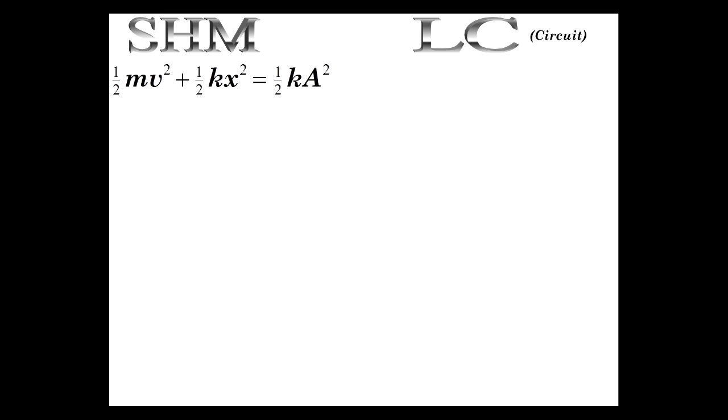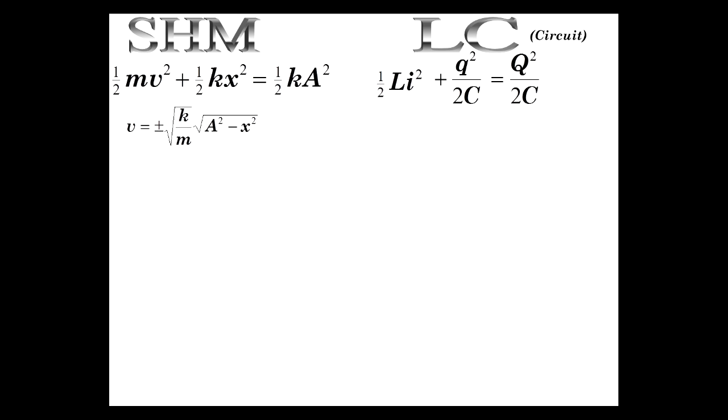So let's finish the analogous features by writing the energy equations for both. For simple harmonic motion, 1/2 mv squared plus 1/2 kx squared is 1/2 ka squared. For the LC circuit, 1/2 Li squared plus q squared over 2C is big Q squared over 2C. By looking at that energy equation, we can solve for v with SHM. We've done this. We get this expression where the square root of k over m was omega.